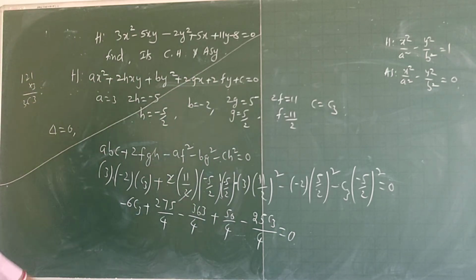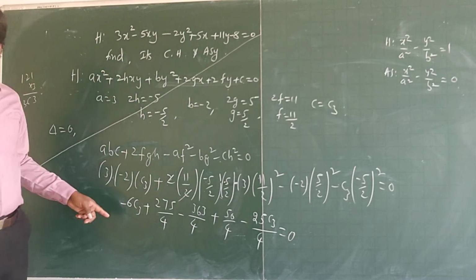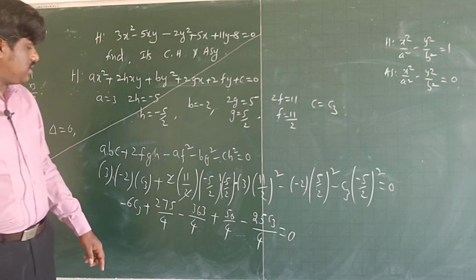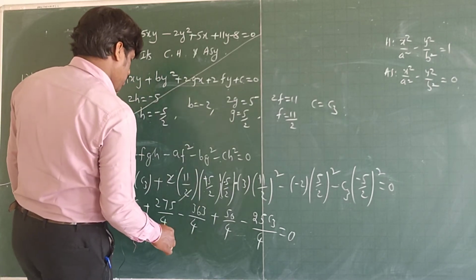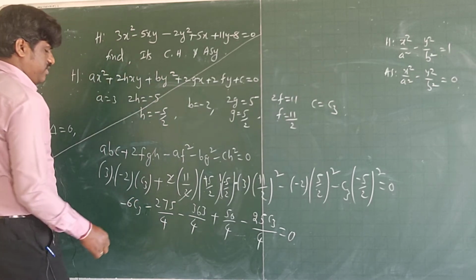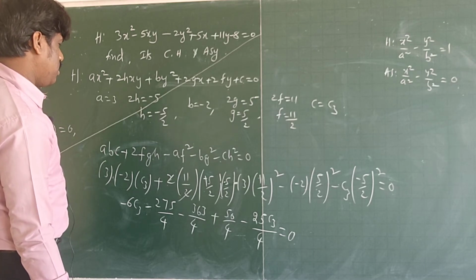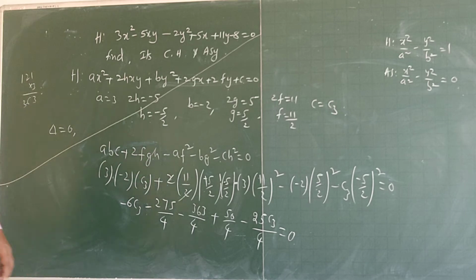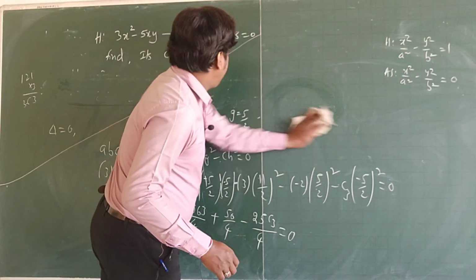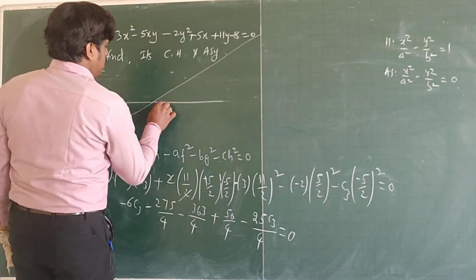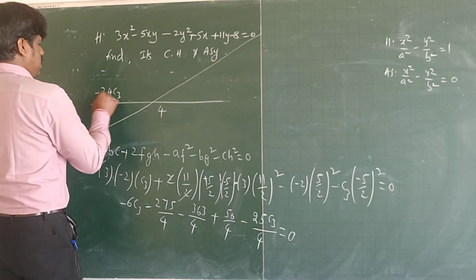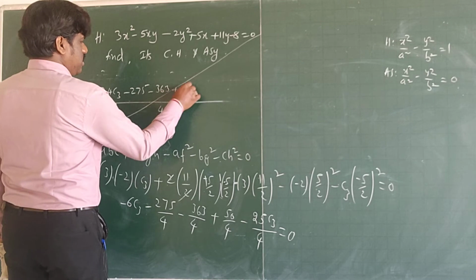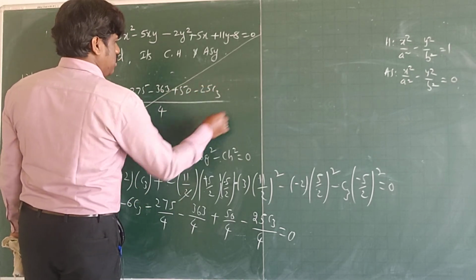So finally, 4 is the LCM. Taking the LCM, I get minus 24 c3 minus 275 minus 363 plus 50 minus 25 c3 is equal to 0. Here g is plus 5 by 2.